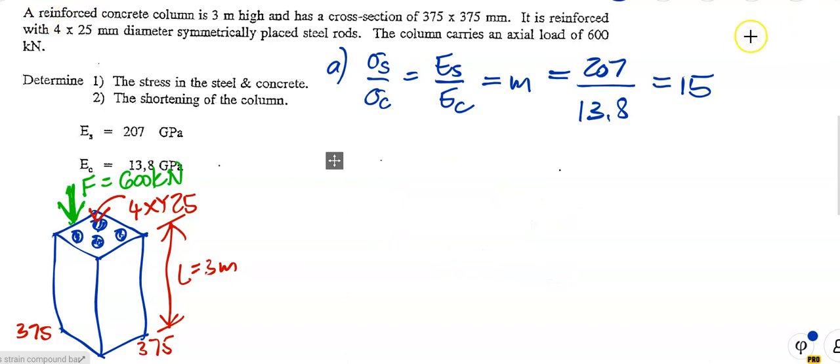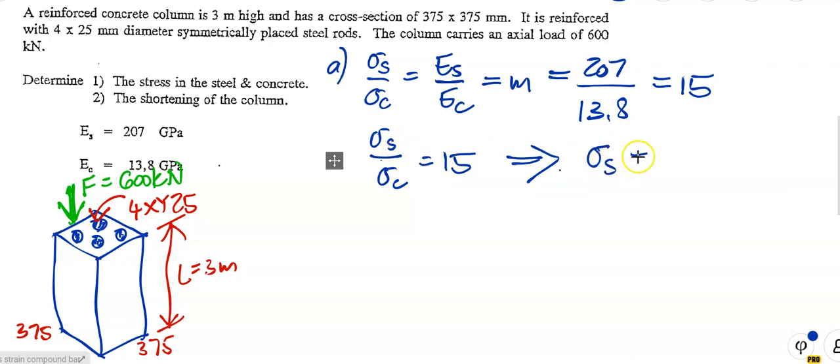Right, now if I look at this here, I can also say that the stress in the steel divided by the stress in the concrete is equal to all of that, 15. Therefore, if I do a bit of algebraic manipulation, stress in steel is equal to 15 multiplied by stress in concrete. I just made the stress in steel the subject of the formula.